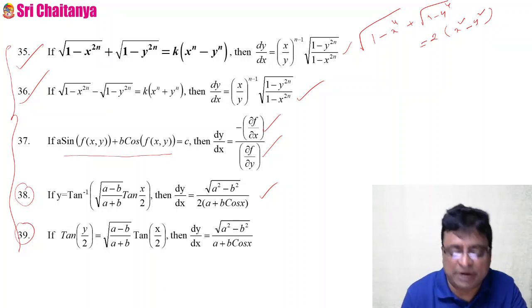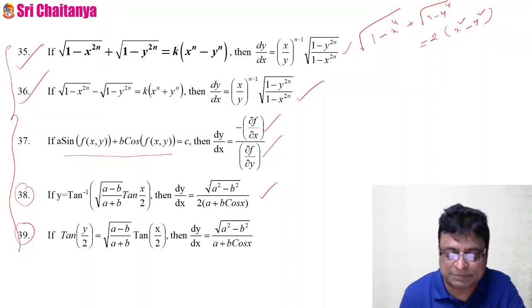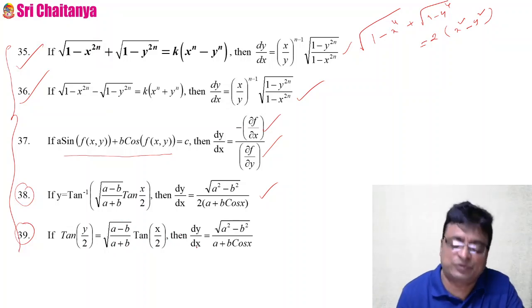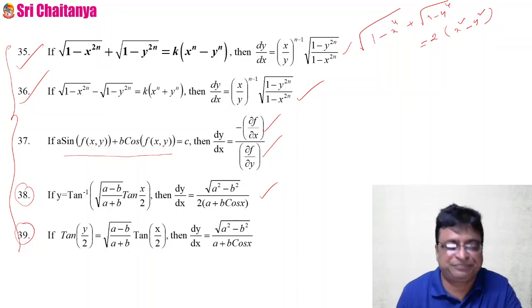If tan of y by 2 equal to root of (a minus b by a plus b) tan x by 2, then dy by dx equal to root of a square minus b square by (a plus b cos x).